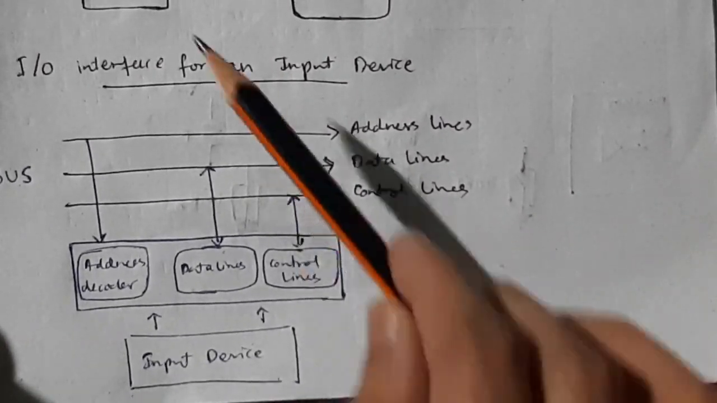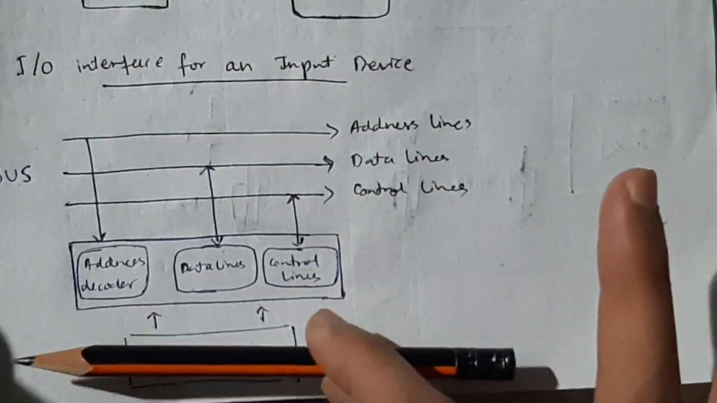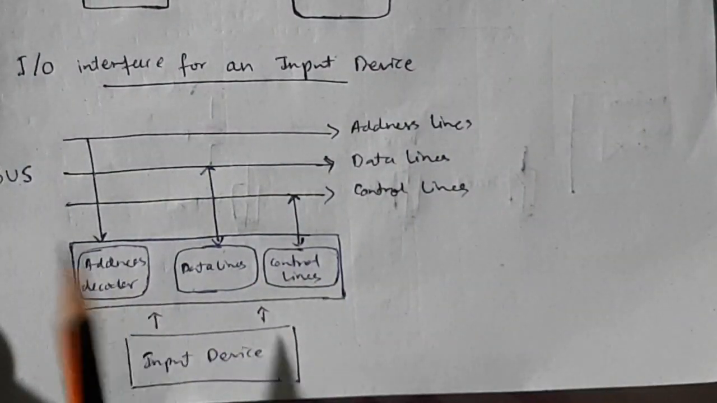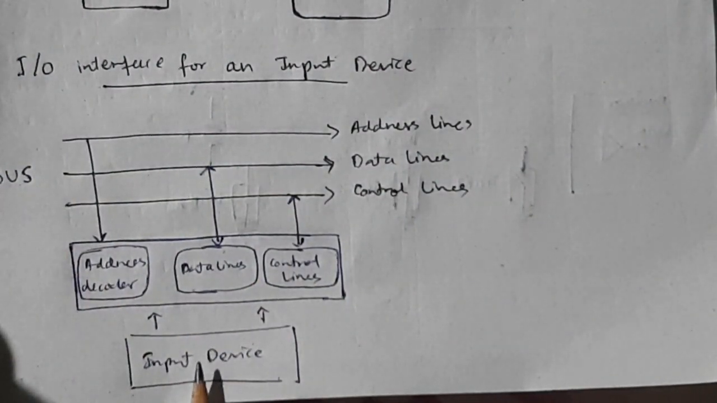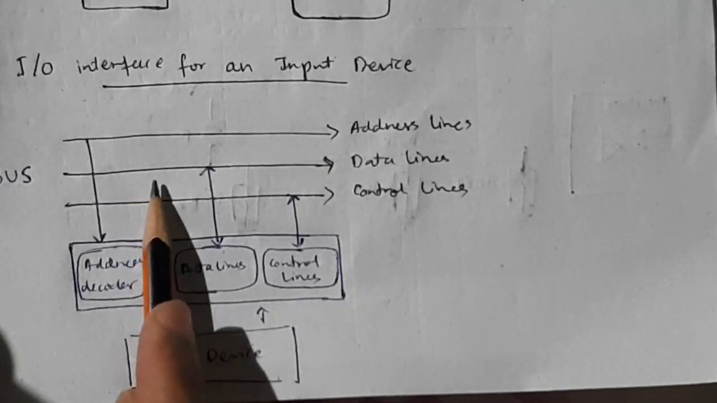Now IO interface, what does an interface mean? Interface means this is the computer part and this is the input device part like keyboard and mouse. What does an interface do? In interface, see, when you input something in the input device, that will go and transfer to the bus.